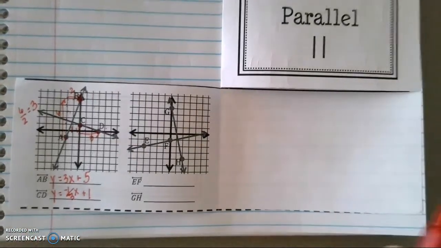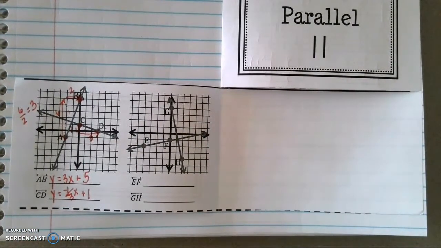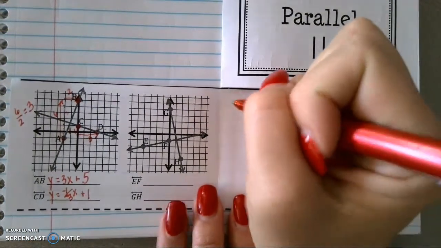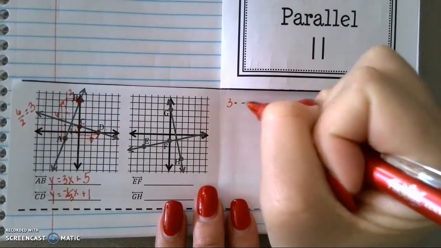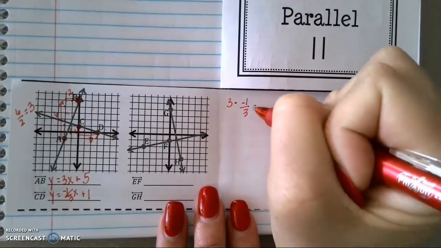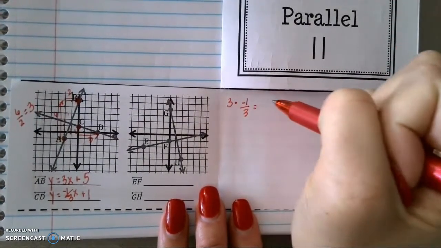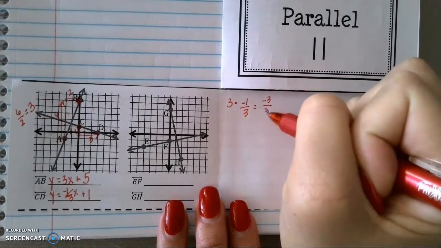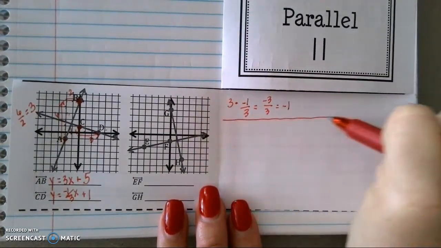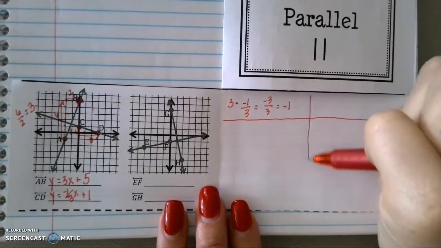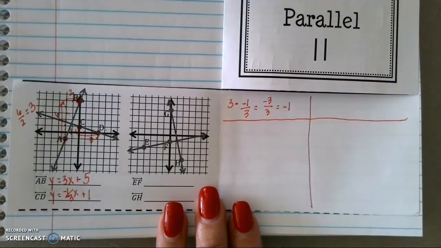So let's talk about these two slopes here, okay? So if I took 3 and I multiplied it to a negative 1/3, what would I get? Just like our first example, negative 3 over 3, which is equal to a negative 1. So that's how we know our lines are going to be perpendicular.